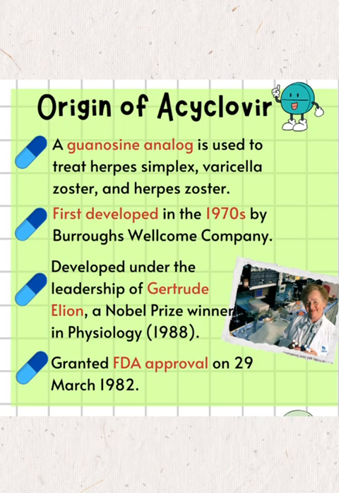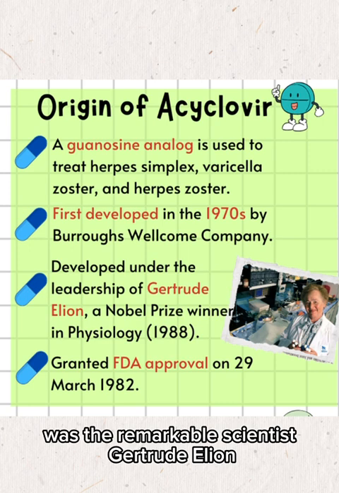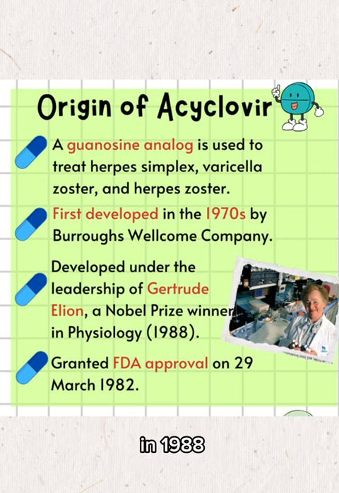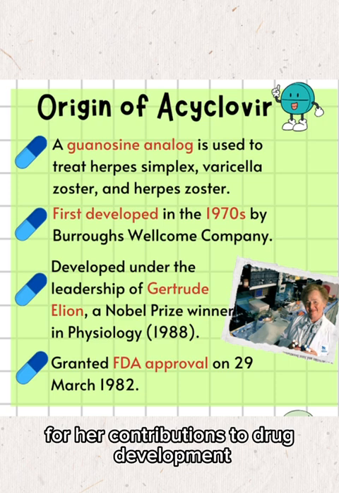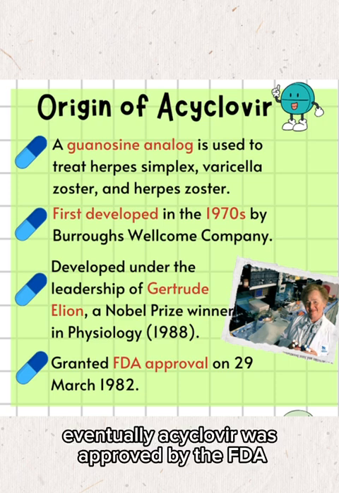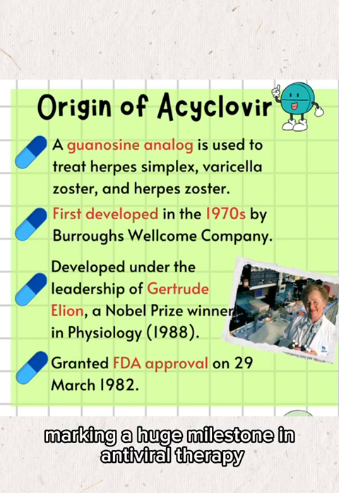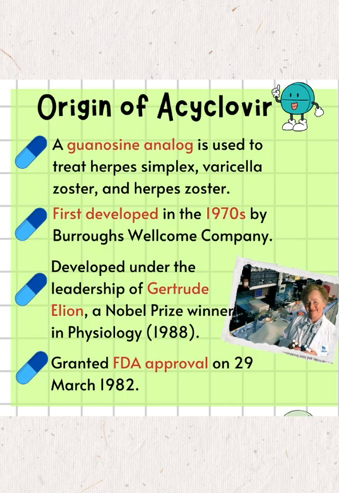Behind its development was the remarkable scientist Gertrude Elion, who later won the Nobel Prize in Physiology in 1988 for her contributions to drug development. Eventually, Acyclovir was approved by the FDA on 29th of March 1982, marking a huge milestone in antiviral therapy.